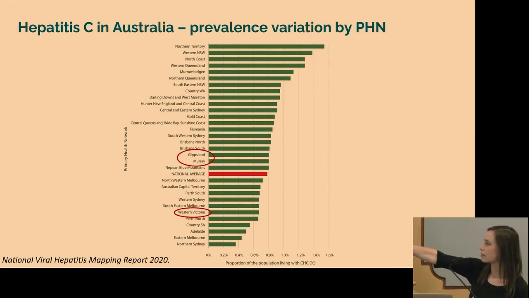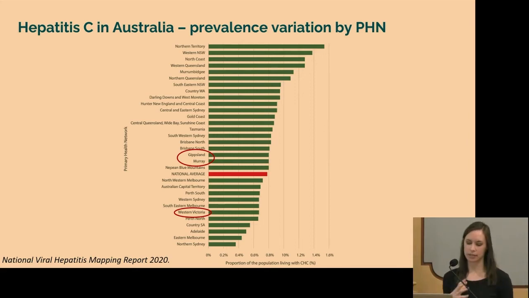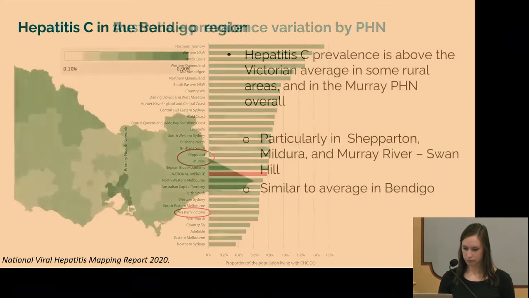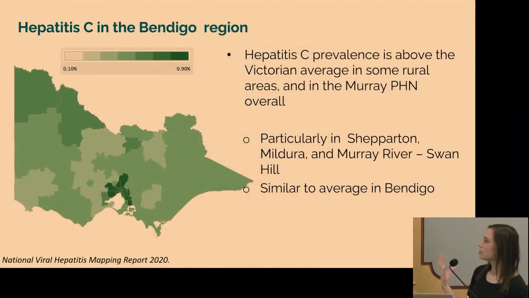And for example, many of the Melbourne areas actually have lower than average prevalence of hepatitis C. And there's impacts on treatment uptake as well that I'll show later. And then again, just drilling into the regional Victoria area.